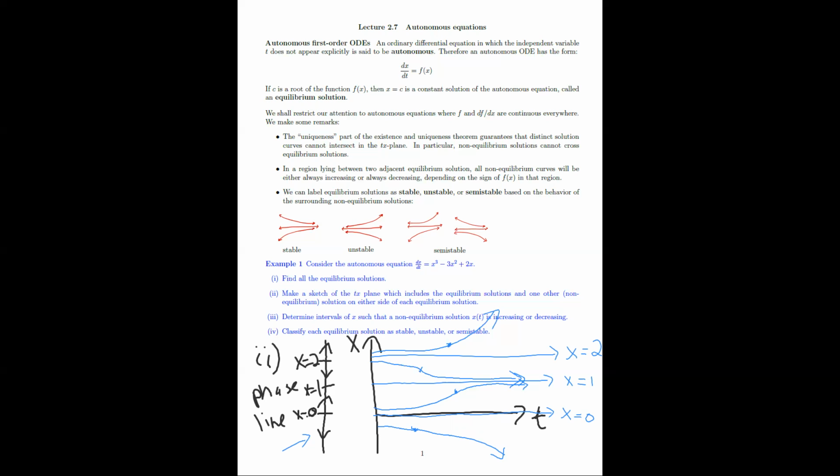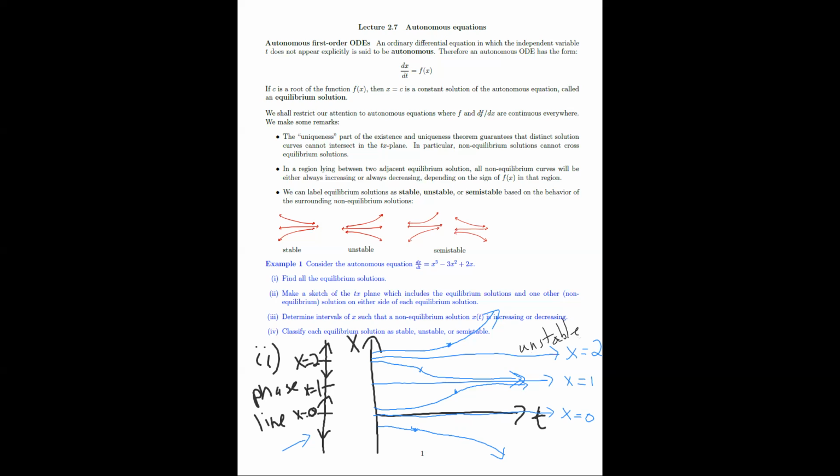Actually, I'm going to skip ahead to part 4 since this picture is already drawn. In part 4, we want to classify each of these equilibrium solutions as either stable, unstable, or semi-stable. Well, X equals 2 is unstable, because the solutions move away from that point.